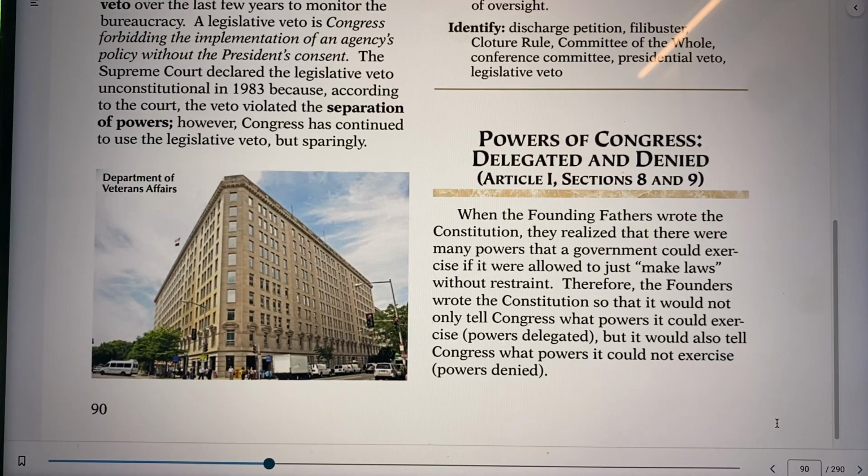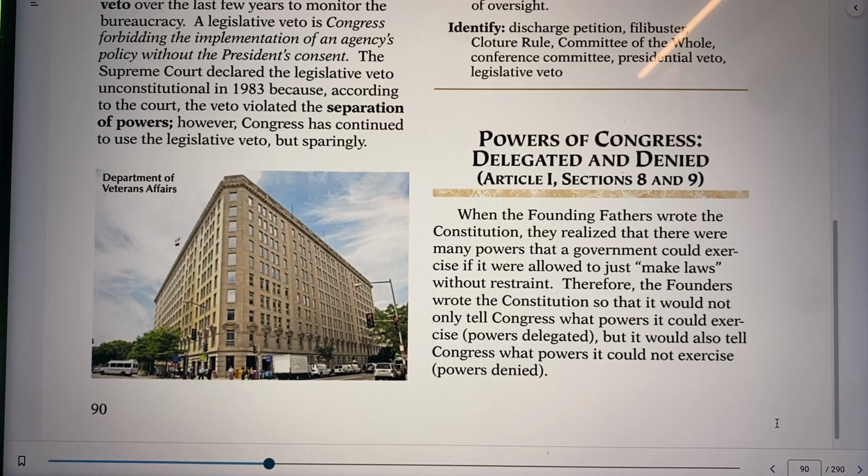So we're in US Government. We're in Chapter 5, Section 4. This is the last section of the powers of Congress. So this whole section applies to Congress, Congress being the legislative branch where all the laws are made. And so Section 4 talks about the delegated powers and the powers that are denied Congress.